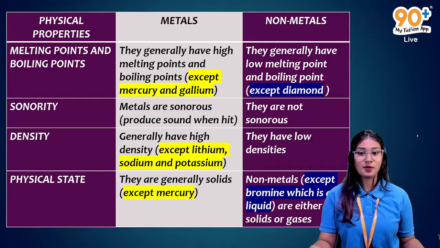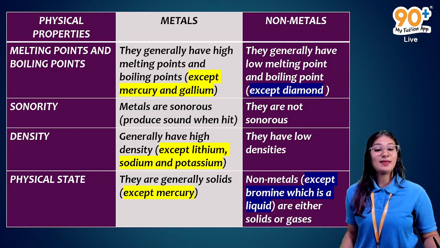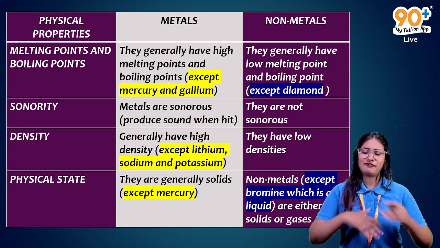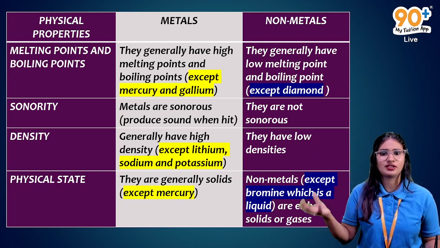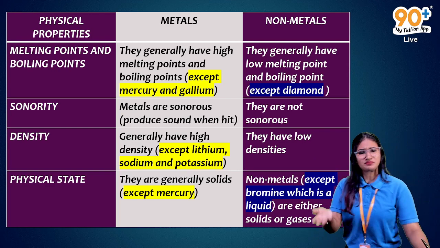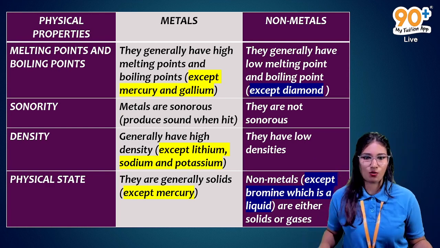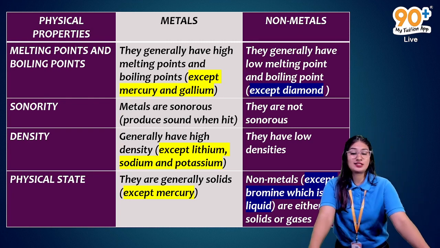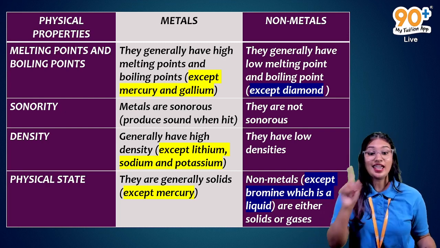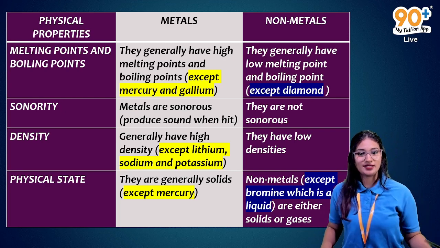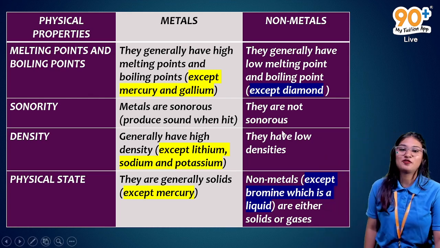Now we are not done with the physical properties. We have more. We have melting point and boiling point. Metals generally have very high melting and boiling points. Exceptions are mercury, gallium, sodium, lithium, potassium, which have very low melting points. Now, non-metals have low melting and boiling points, except diamond. Diamond is the hardest substance known on earth, right? So diamond is an exception for non-metals.